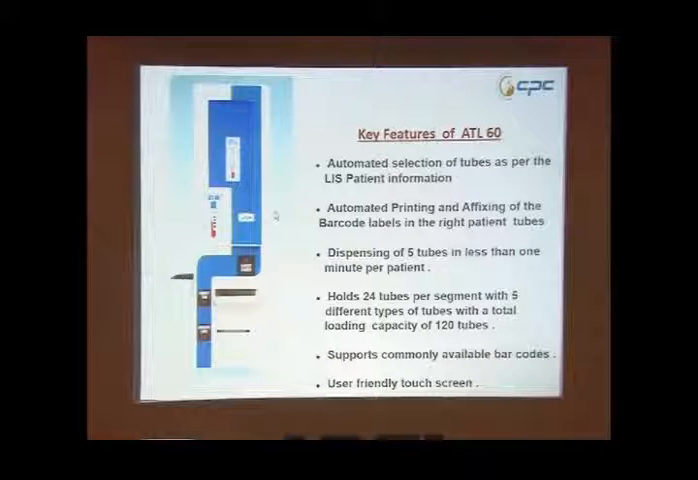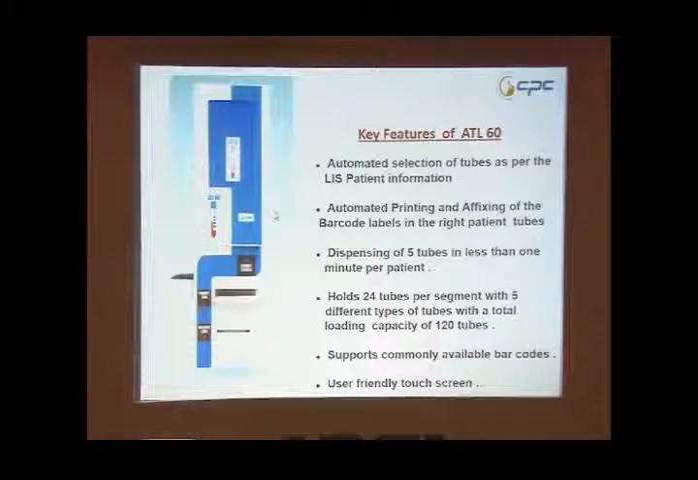This is an automated selection of tubes as per the LIS patient. Here again, when the doctor orders a test and the LIS is prepared, the information flows into the machine, and it prepares the tubes. It affixes the barcode labels on the right patient tubes, and at a time it can dispense 5 tubes in less than 1 minute per patient.